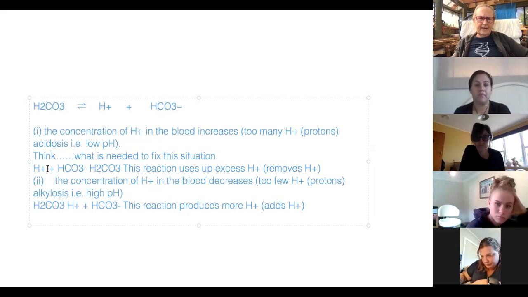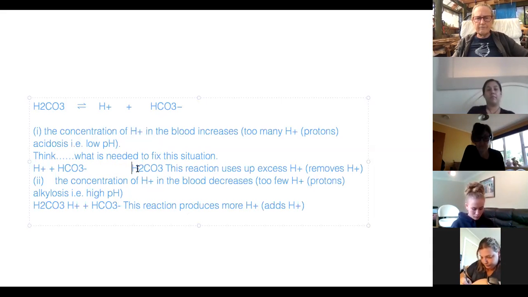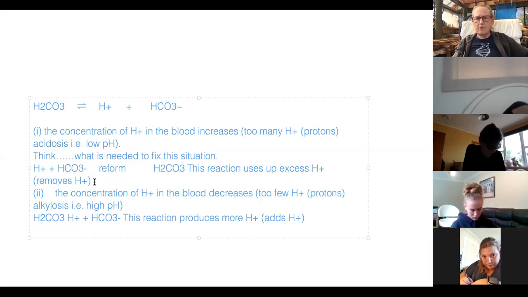If we add the H+ and the bicarbonate ion all together, let's move that over, and reform the carbonic acid. So we want to add that, reform the carbonic acid. That's going to use up all the excess protons. So it's removing H+ from the whole equation.